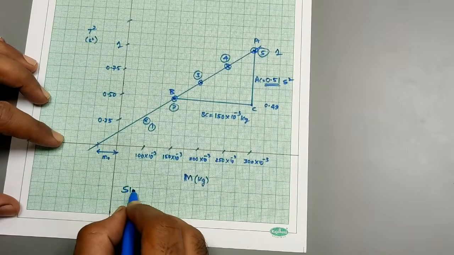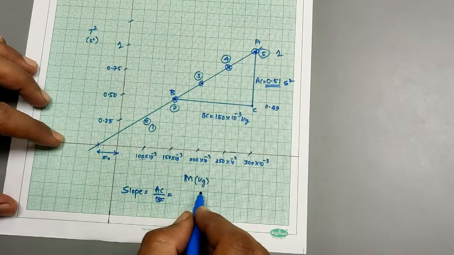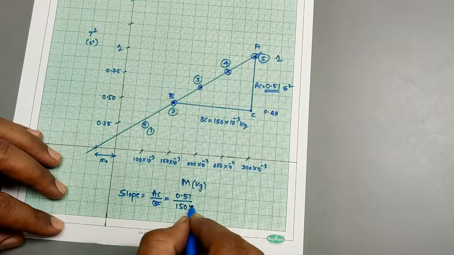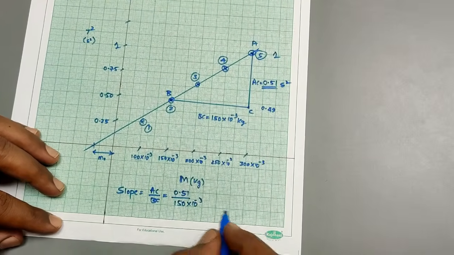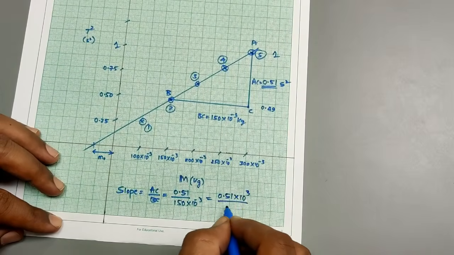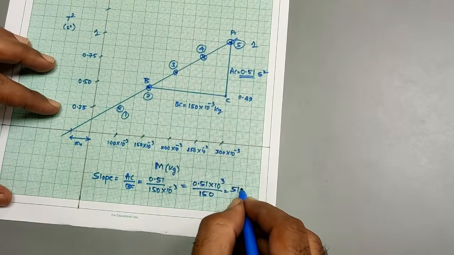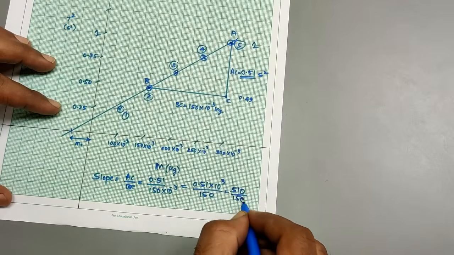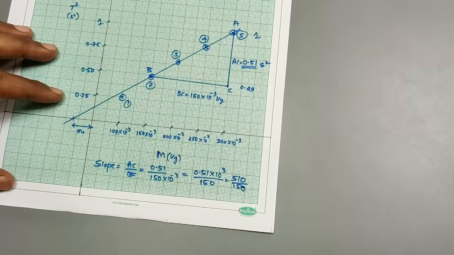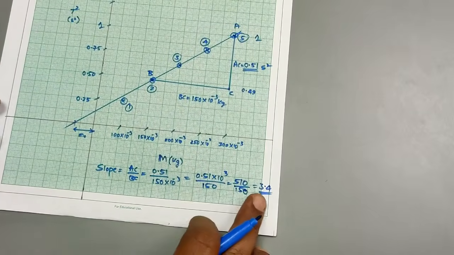How much will be the slope now? Slope is equal to AC divided by BC. How much is AC? AC is 0.51. How much is BC? 150 into 10 to the power minus 3. Correct? Okay. So if I take 10 to the power minus 3, it will be 0.51 into 10 to the power plus 3 divided by 150. So 0.51 into 10 to the power plus 3 means this will be 510 divided by 150. So divide it, 510 divided by 150. It is 3.4, right? So 3.4. This much is the slope, right? We got the slope now.